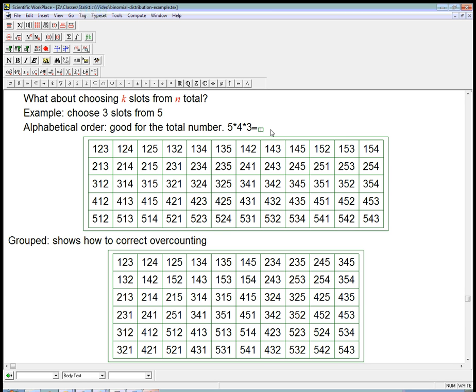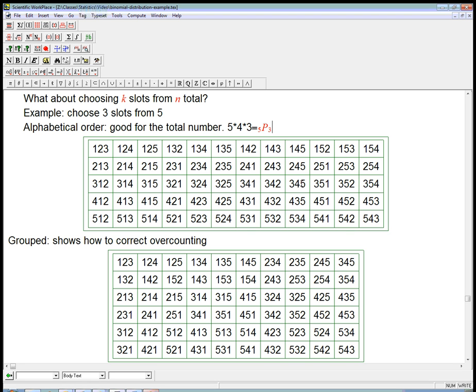This is called 5 pick 3. Pick means with order, and it's very simple. It's just the product of 3 numbers starting with 5 and counting down. But that's not what I wanted, though, because remember, this was counting them with order. So the 1, 2, 3 and the 2, 1, 3 are counted separately, and I don't want that to happen. And the 3, 4, 5 and the 5, 4, 3 are counted separately.